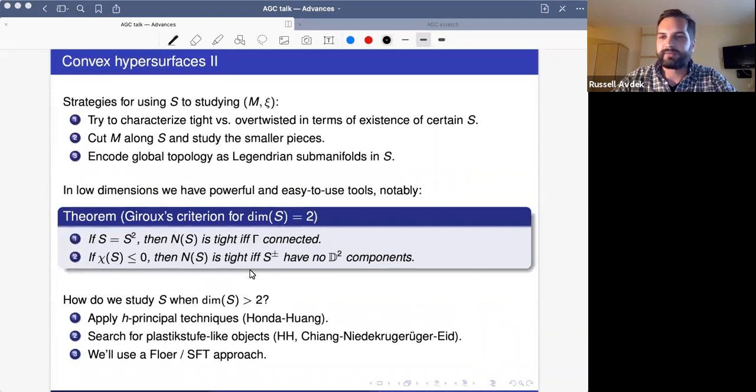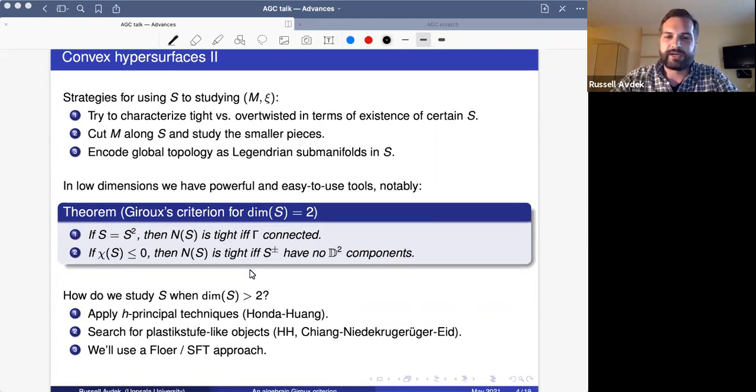Convex hypersurfaces have been extraordinarily successful in studying contact manifolds in dimension 3. Here are some of the strategies which have worked out really well. First, we can try to characterize whether the ambient contact manifold is tight or overtwisted in terms of the existence of convex hypersurfaces with certain properties. Two, we can do a Haken type decomposition, cut our ambient contact manifold along a convex hypersurface and then study the smaller pieces. A third option would be to encode some global topology of the contact manifold as Legendrian submanifolds sitting in the hypersurface.